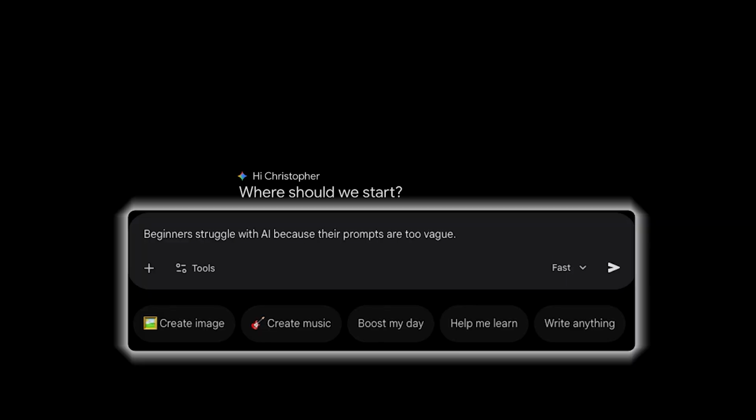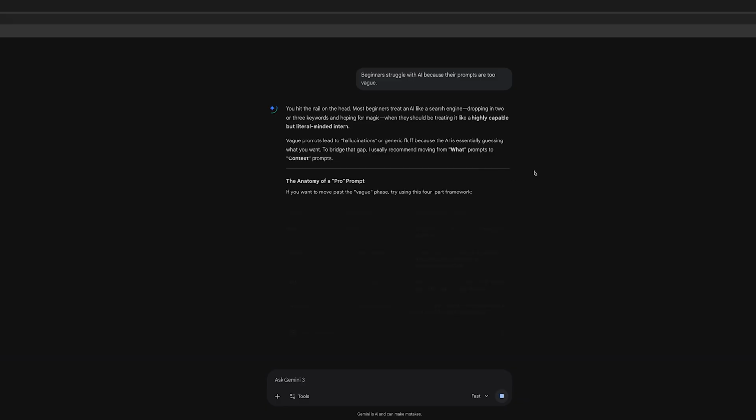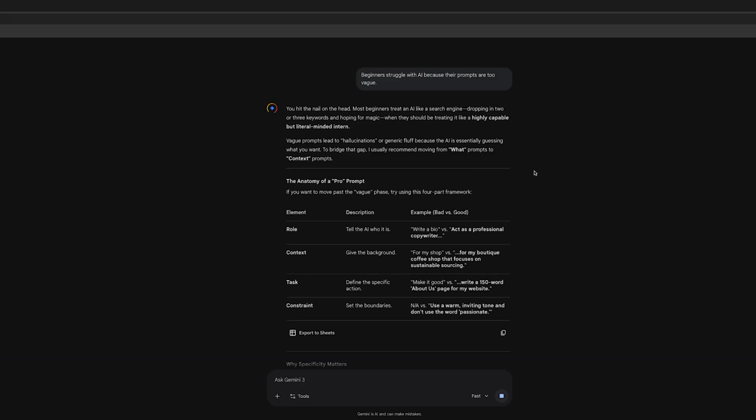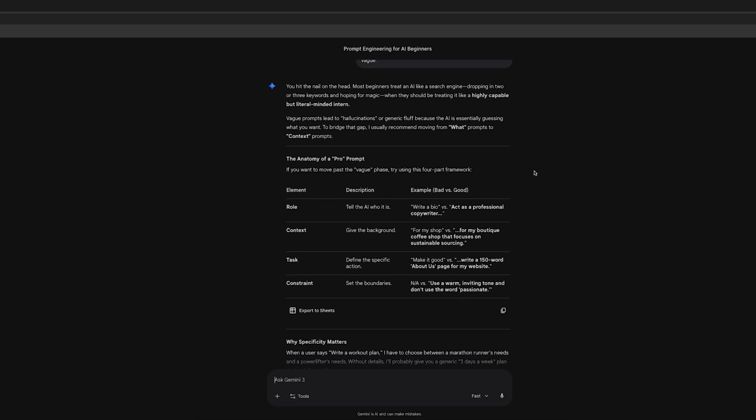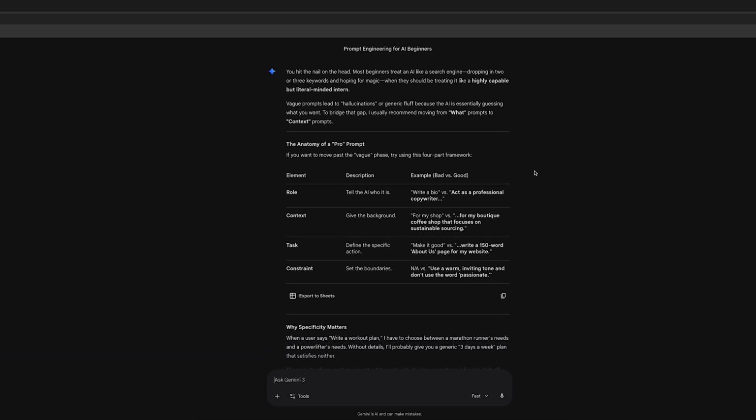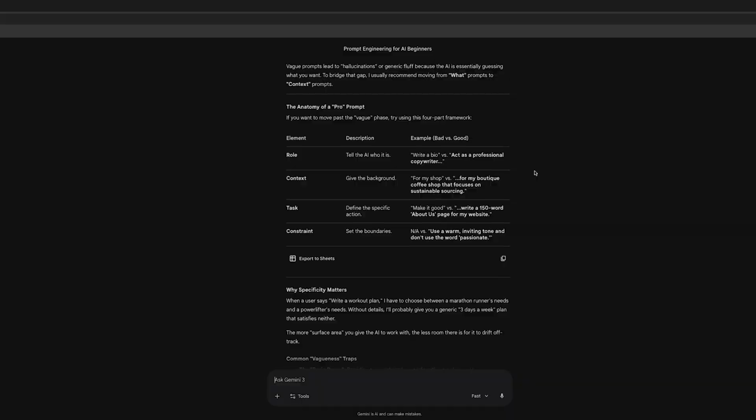Beginners struggle with AI because their prompts are too vague. That's it. That's the seed. Here's the mistake most beginners make. They treat AI like a one-shot tool. They ask for one thing, they get one answer, then start over from scratch. You do not need to start over. If you structure your prompt correctly, you can reuse the same idea across platforms.